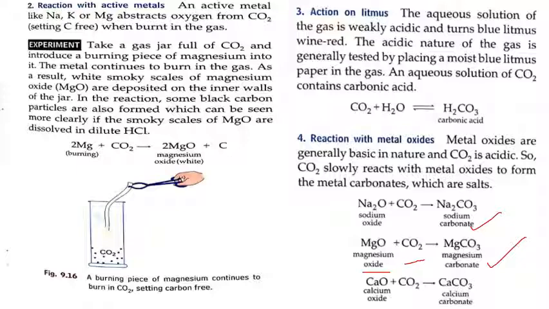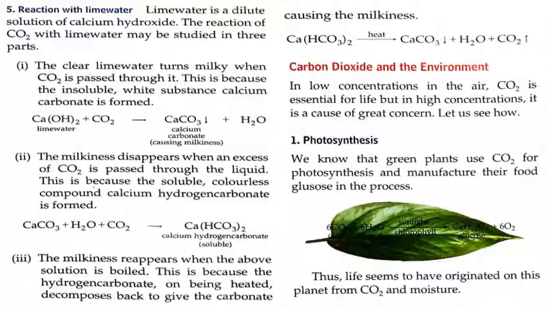magnesium carbonate. And if calcium oxide reacts with carbon dioxide, it will lead to the formation of calcium carbonate. So whenever a metal oxide reacts with carbon dioxide, it will lead to the formation of metal carbonates, which are salts. Next is our reaction with lime water.